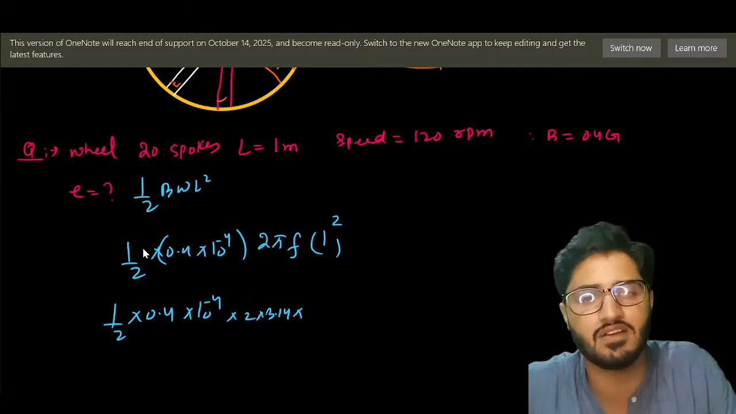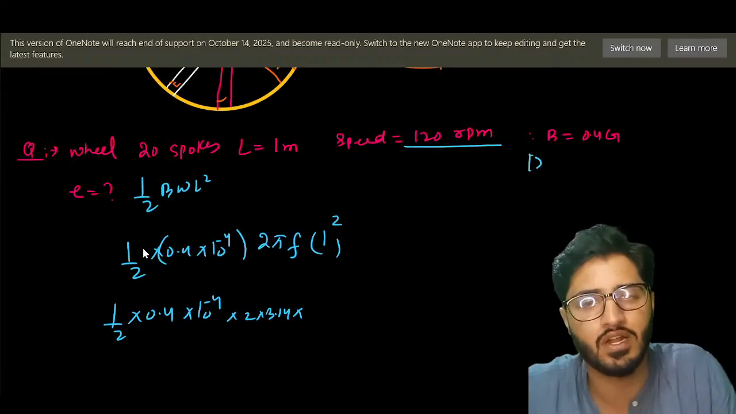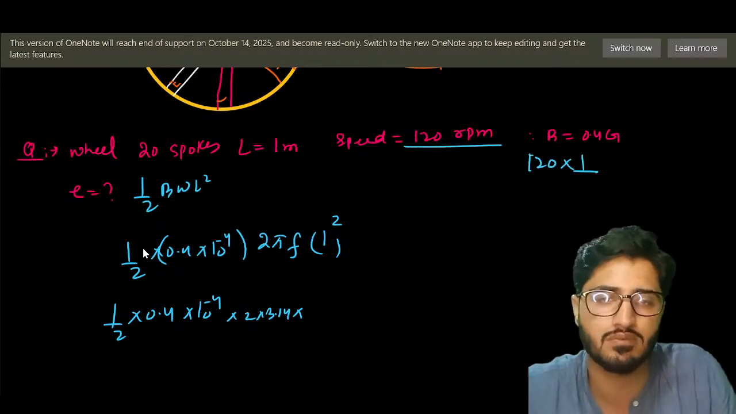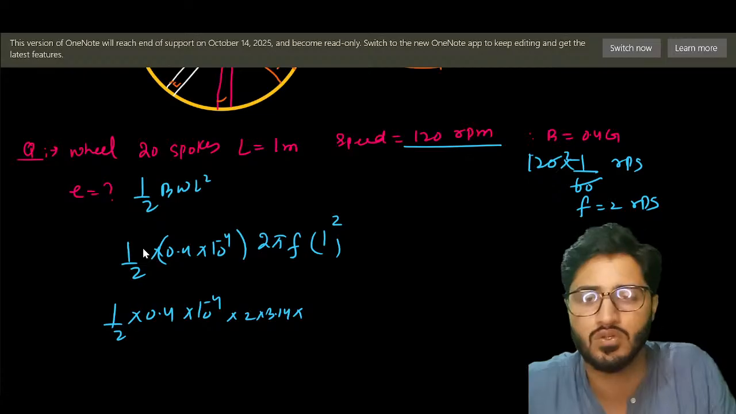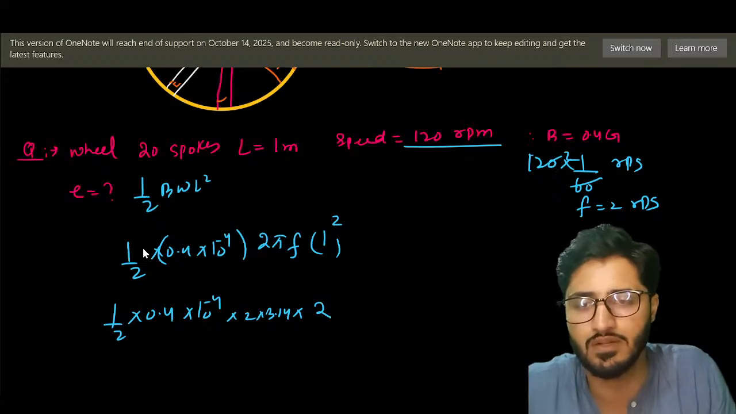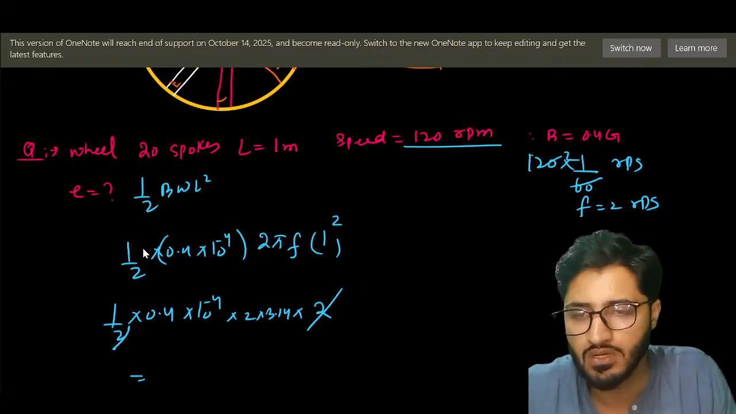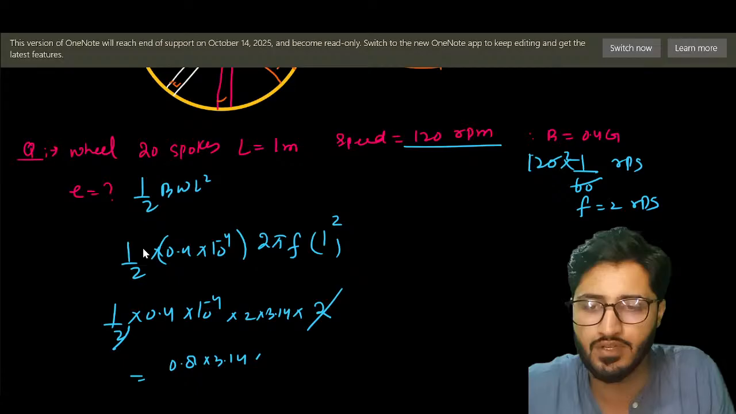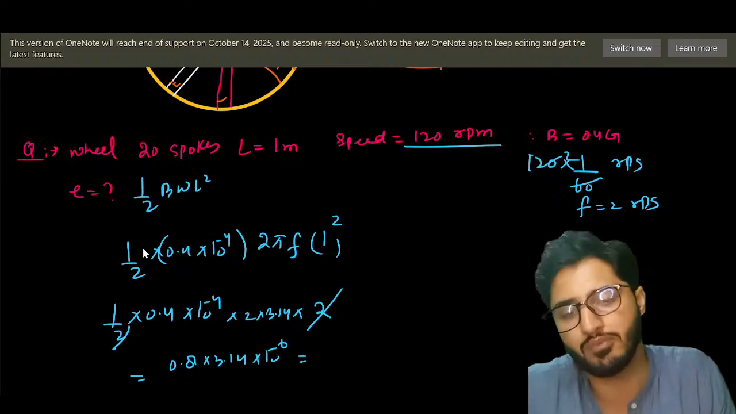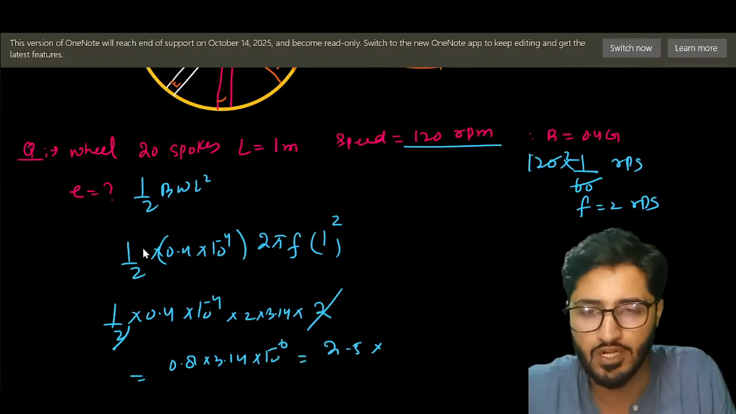What is F? F is given as 120 rpm. So I will just multiply it by 1 by 60, it becomes rps. F came out to be 2 rps. So I can just multiply it with the 2, and the 2 cancels out. So it is 0.8 multiplied by 3.14 into 10 to the power minus 4. 0.8 into 3.14 is 2.5, so the answer is 2.5 into 10 to the power minus 4 volt.